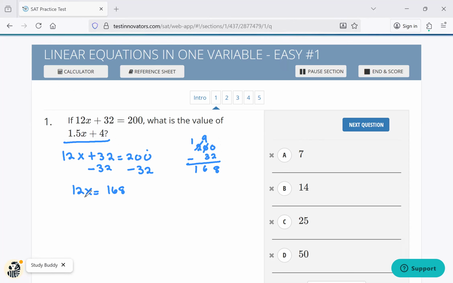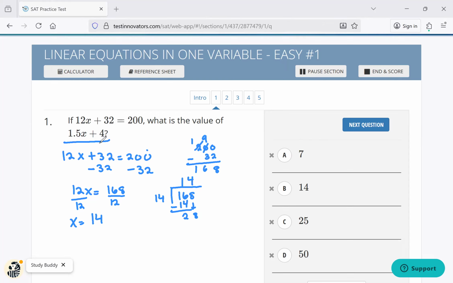Then go ahead and solve for x. You're going to divide both sides by 12, and you get 168 divided by 12 is 14. If you can use a calculator, that's fine, but you know how to do this. How many times does 12 go into 16? Once. 16 minus 12 is 4. Bring down the 8. How many times does 12 go into 48? 4 times. So x is 14, but that's not our answer.